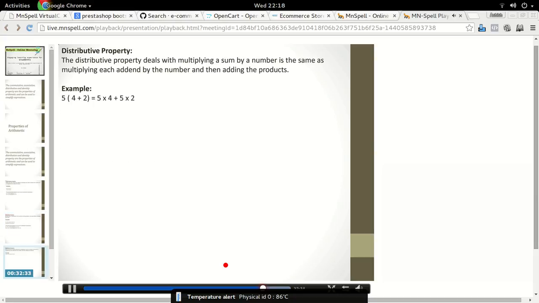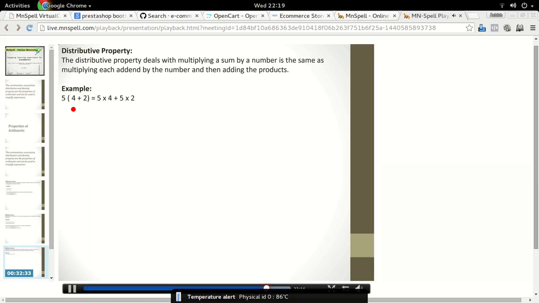Moving on to the next property, which is distributive property. Now, as the name suggests, distributive property, we are going to distribute. Distributive property is nothing but dealing with multiplying a sum by a number, which is the same as multiplying each addend by the number and then adding the products. Like we have 5 times (4 plus 2). Since 4 plus 2 is in the parenthesis, if we do that 4 plus 2 first, we get 6. So 5 times 6 is 30.